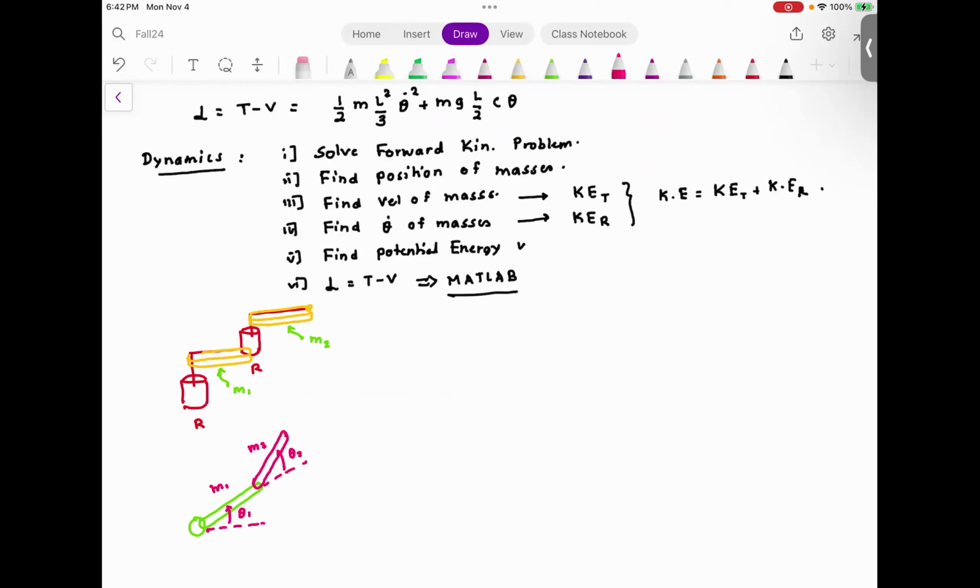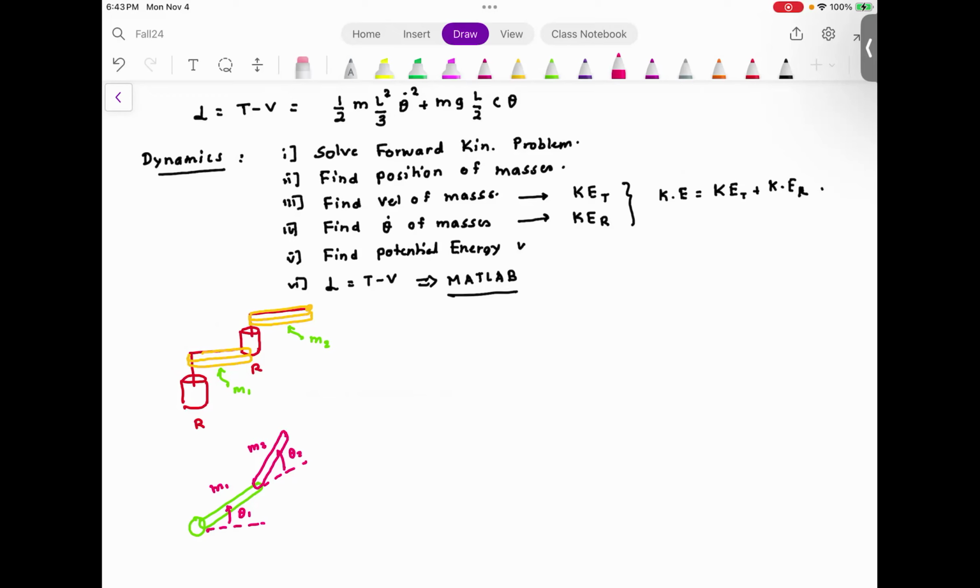What is the difference between this problem and the previous problem? In the previous problem, this link was massless. This link was massless. The total mass was focused or located at the end effector. In this problem, the mass is distributed. Whenever you solve the robot problem, typically all the robot problems would be like this, where the mass will be distributed. Now, how do we solve this problem?